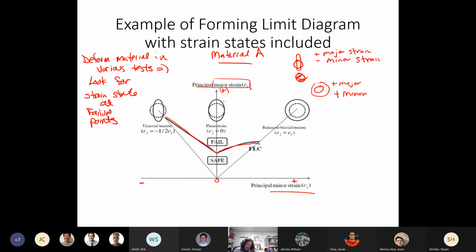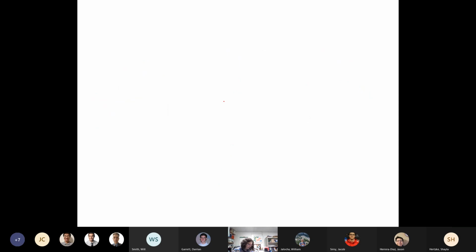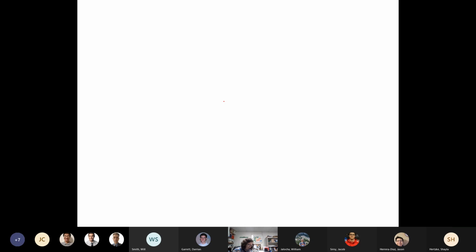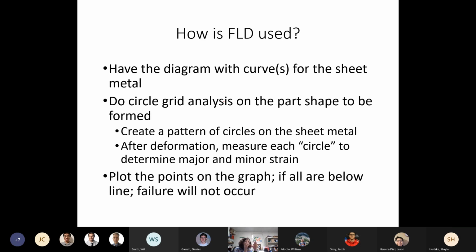Okay, so again, we have our material property. And now, how do we use this? So we have our property, and we know that that property is the graph. So now we have to look at, well, what does it take to form a part? And so we then get the strain states needed to deform a part, and we compare that to our graph.